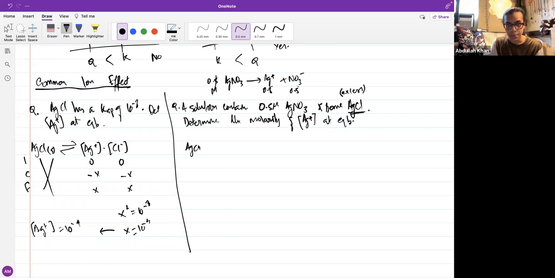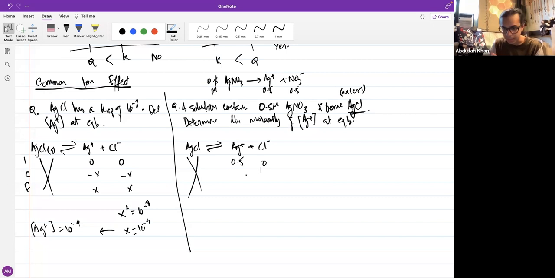So when we draw the ICE table, oh, why did I put square brackets here? This should have just been Ag plus, Cl minus. But this time, the Ag plus is going to be 0.5 because of the pre-existing Ag plus from AgNO3. The chloride is going to be 0 because the only source of chloride is AgCl, and AgCl hasn't dissociated yet. That's how we're imagining it. Then it's a regular ICE table, plus x, and so 0.5 plus x and x.